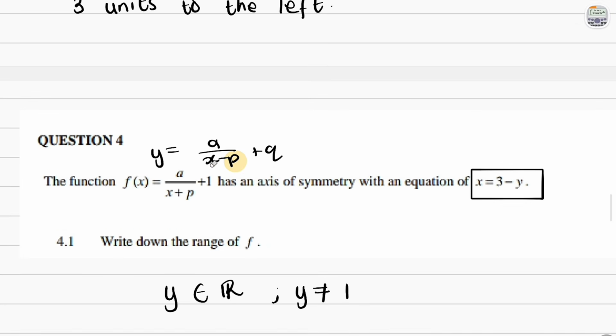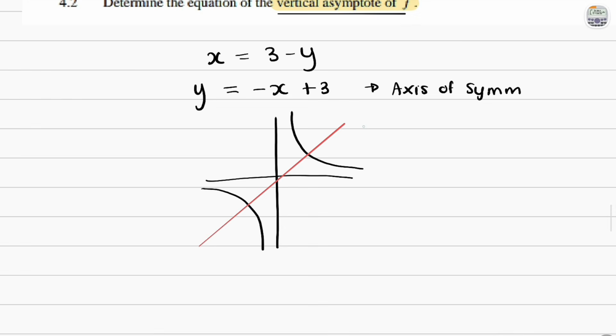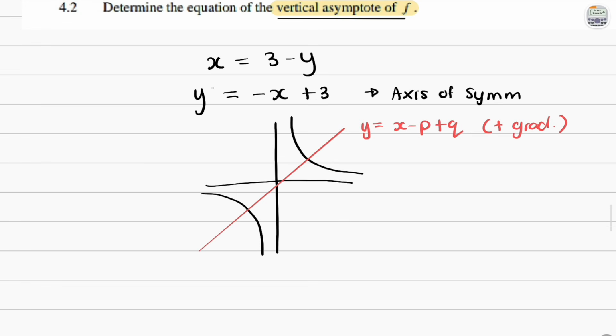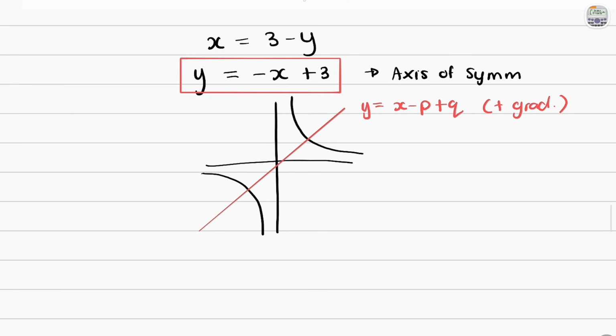Okay, if you remember this, then that's literally it. It is y equals positive x minus p plus q, okay? So that is the one with a positive gradient. Now, the one with a negative gradient, which is clearly what they've given us, because you can see the gradient, y equals mx plus c. The gradient is negative here. So the one with a negative gradient, this is how we get that.